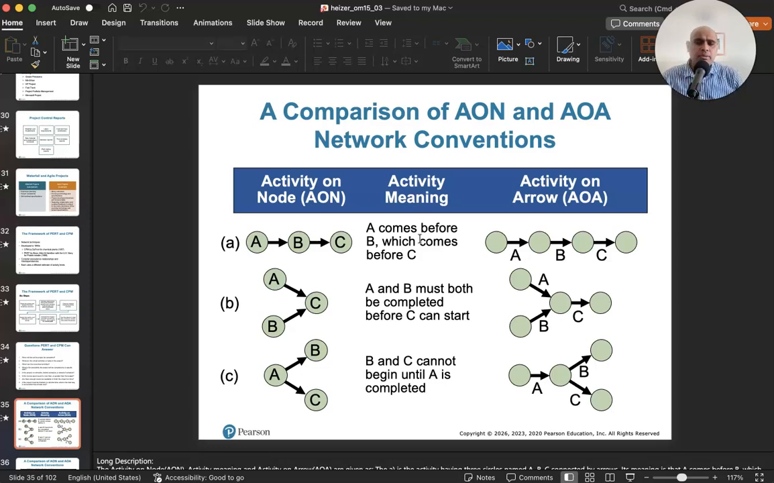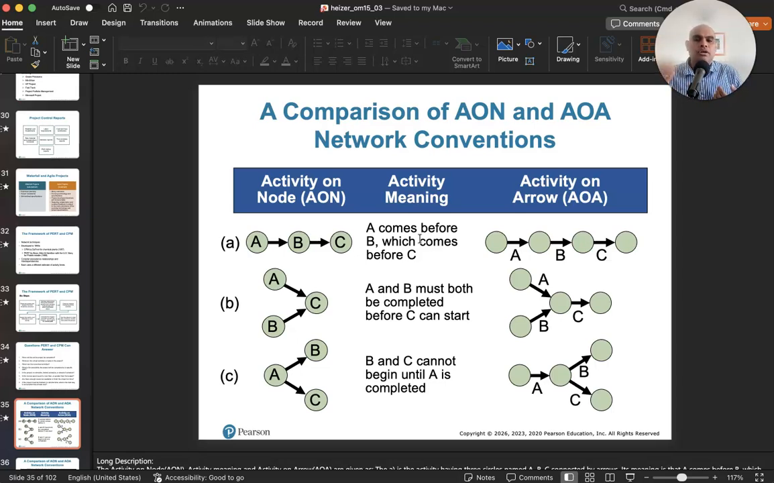So remember that whenever you're looking at a network and you're trying to figure out when can I start working on a particular activity, you look at all the arrows that are coming in to that activity. And then you have to say, I have to make sure that all the activities which have arrows coming into my current activity need to be finished before I can start this activity, right?